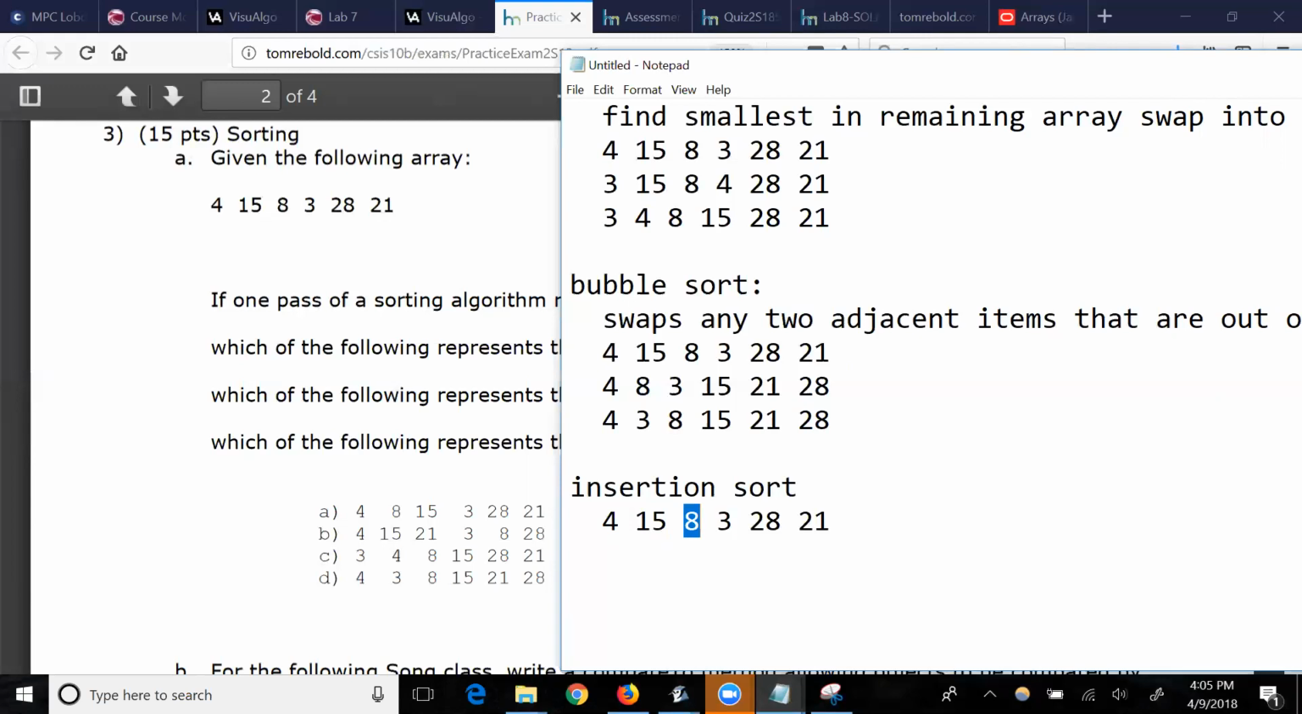So the first pass is no change. And the second pass is just putting the 8 between the 4 and the 15. Well, in this particular case, the first pass doesn't change anything, but that's not always going to be the case. If it started with a different set of numbers, it would have to switch the order as well.